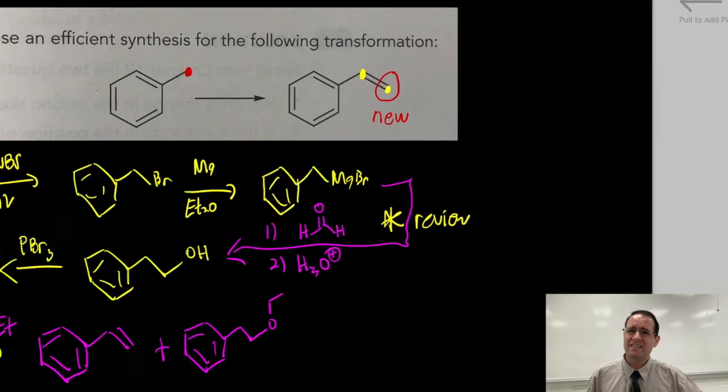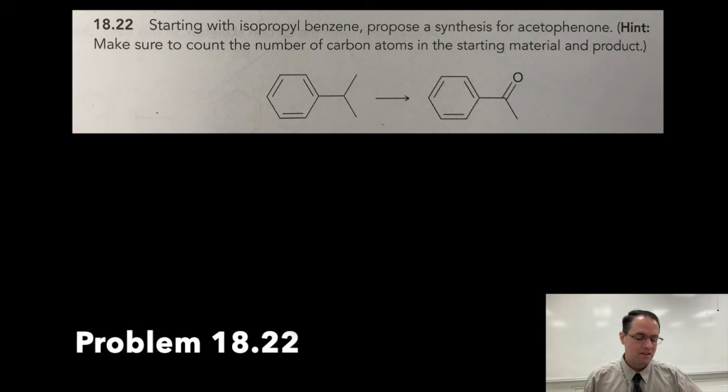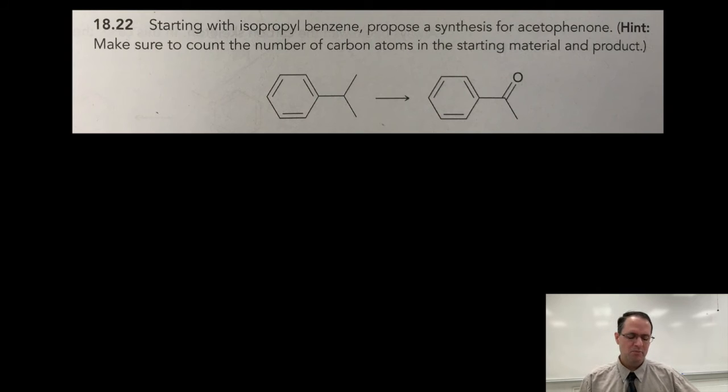Let's do problem 1822. Starting with isopropyl benzene, propose a synthesis for acetophenone. Hint, make sure to count the number of carbon atoms in the starting material and the product. Ooh. So yeah, there's 3 carbons here, and there's only 2 carbons there. So what do we do? We need to throw away this carbon here.